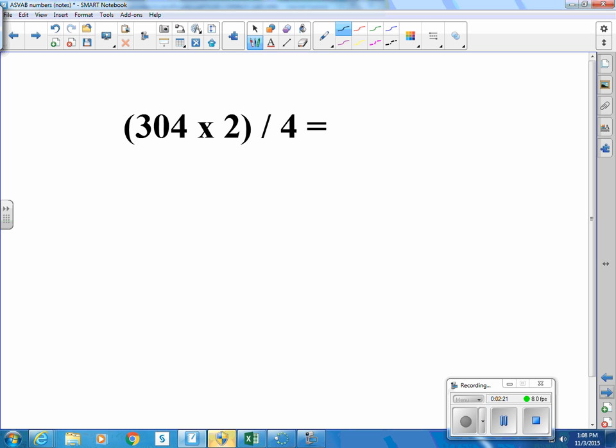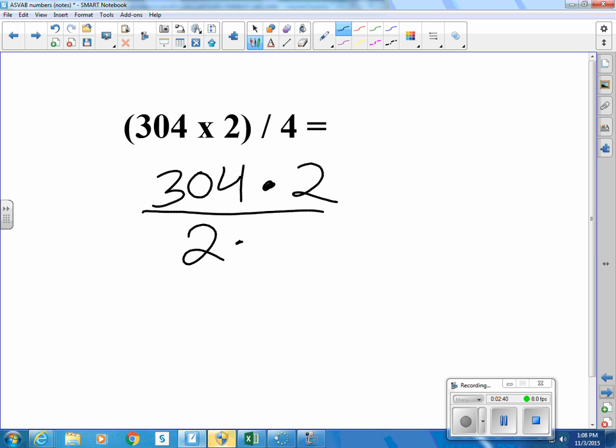Let's multiply 304 times 2 and divide by 4. We could say 304 times 2, and then 4, I could write that as 2 times 2. And so it's just half of 304. Well, half of 300 would be 150. Half of 4 would be 2. So half of 304 would be 152.